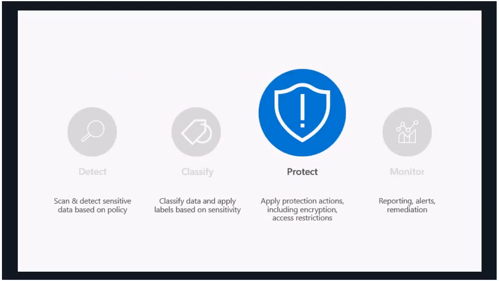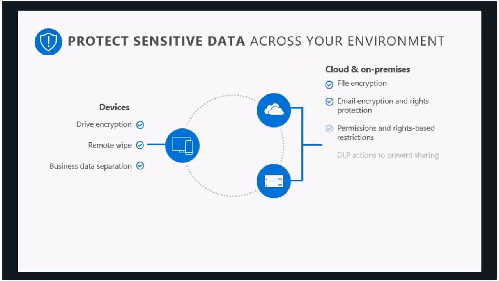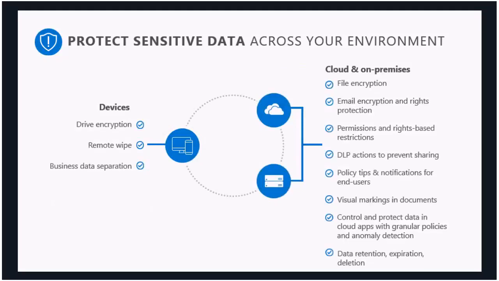Okay, so that brings us to the protect phase of the information protection lifecycle. Protect is all about ensuring that once a piece of content is labeled, there are certain protection actions applied to it. On this slide, you'll see some of the different kinds of protection actions that you can apply to content once it's labeled. You can apply protection actions in device level protection. You can protect content as it is in transit. You can protect content as it gets stored in different SaaS applications.